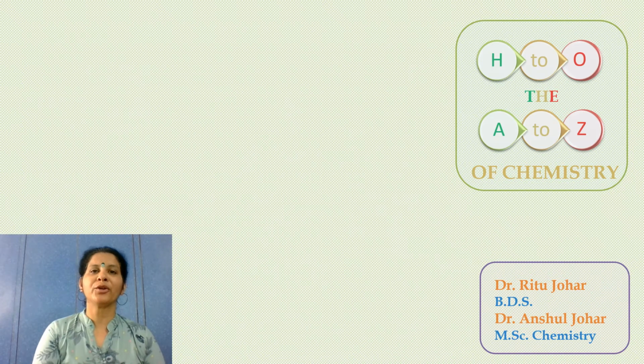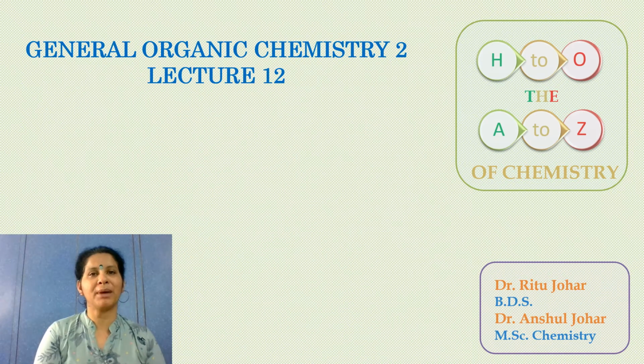Today we are going to begin with GOC part 2, lecture number 12, but make sure you watch the previous ones before viewing this one. In GOC part 1, we've had a detailed discussion on the nomenclature of organic compounds, and part 2 is a detailed discussion on isomerism for the organic compounds.